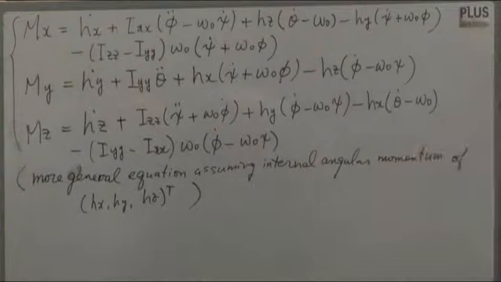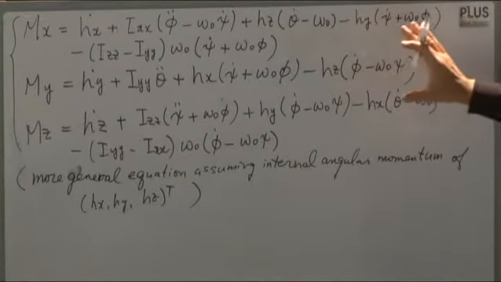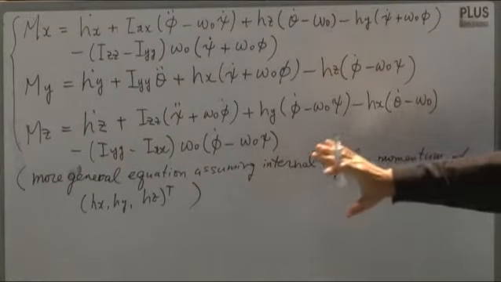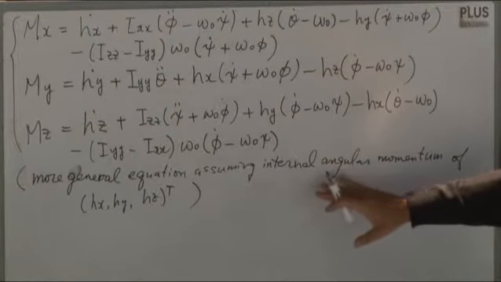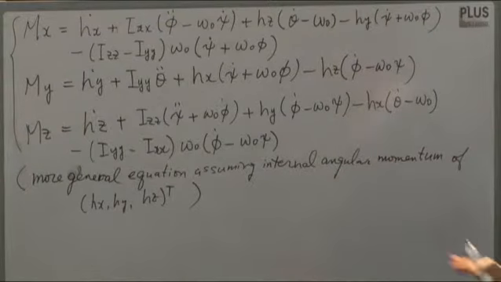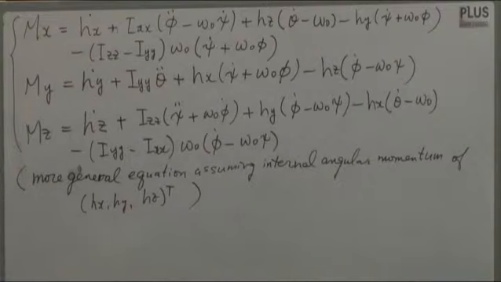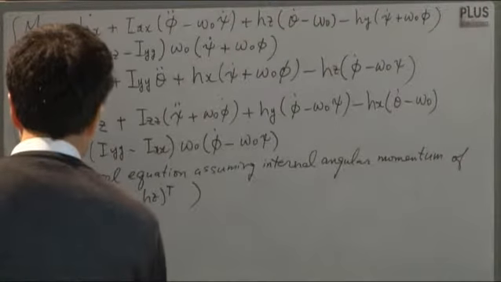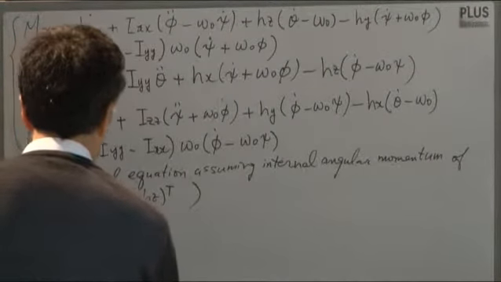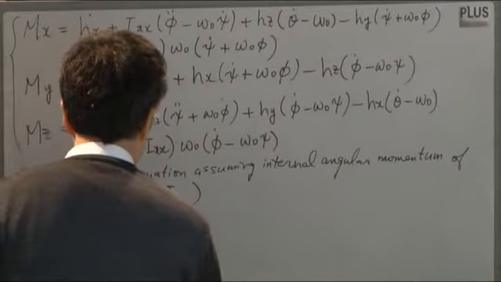In case you have an additional momentum wheel, not only along the y-axis but also along the x-axis and z-axis, then you can use this formula. So this is a more general equation, assuming the internal angular momentum is like this. And now we would like to use the assumption.